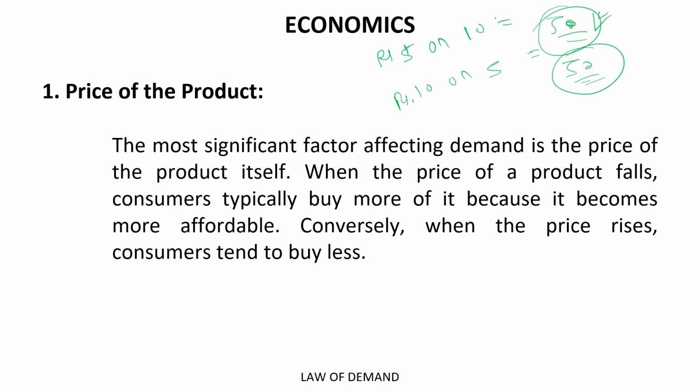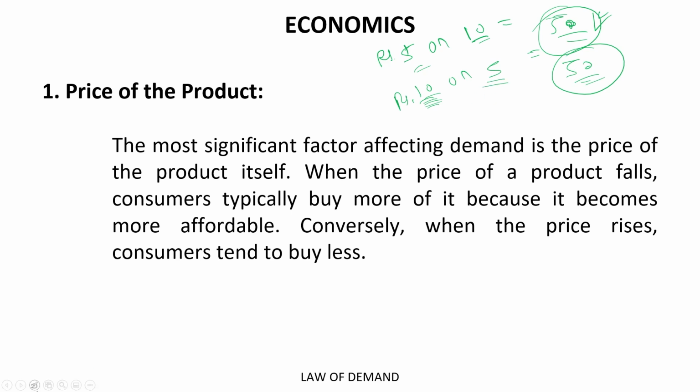So in the first case the quantity is 10, the price is rupees 5, and the final expenditure is rupees 50. In the second case, when the price increases, the quantity decreases and again the final expenditure is rupees 50.